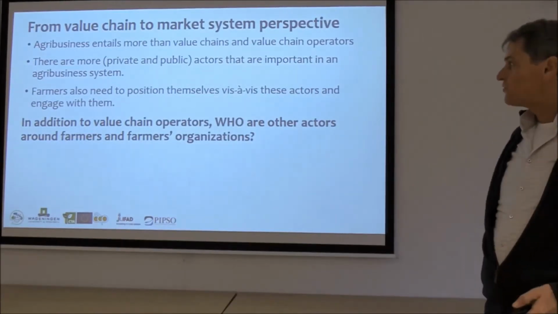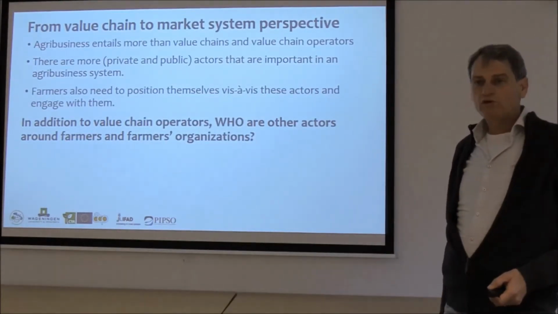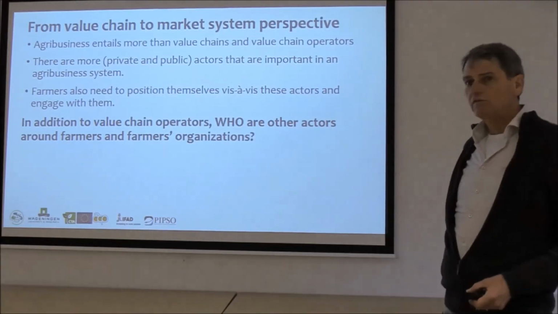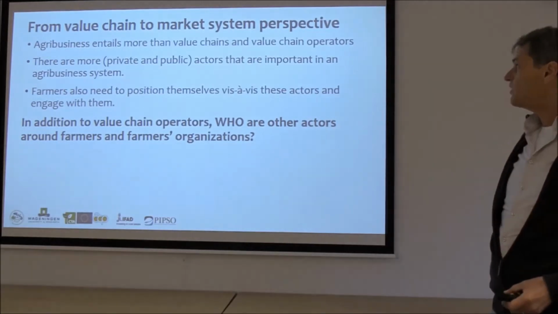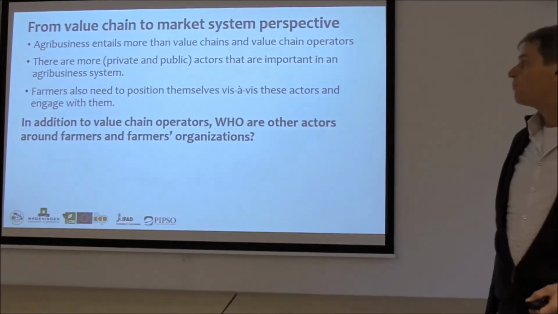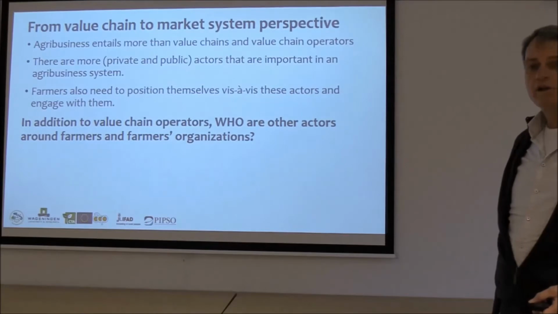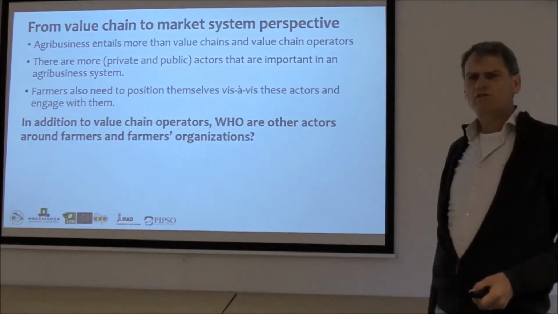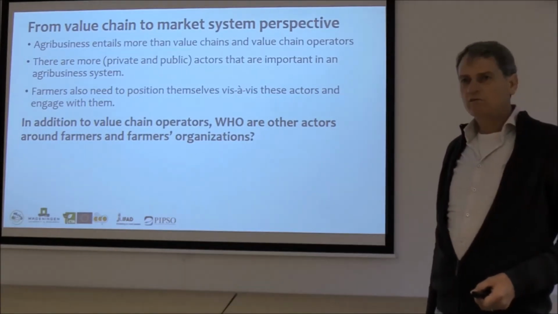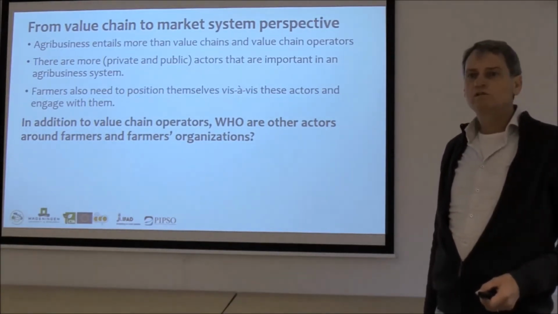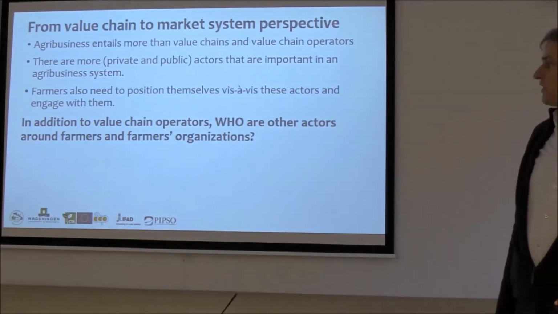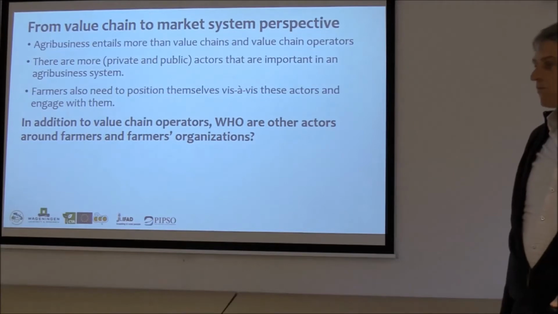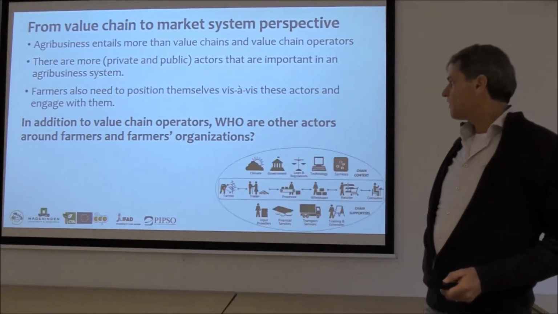Now, with this presentation, we go from value chain to market system perspective, because in a market system there are not only value chain operators, there are so many more. There are many private sector players, but also public sector players. For some people, they say, in a market system we don't have government. We say, no, you need government institutions, you need public players. To get an idea of who are all these players in the system, I have a next graph.